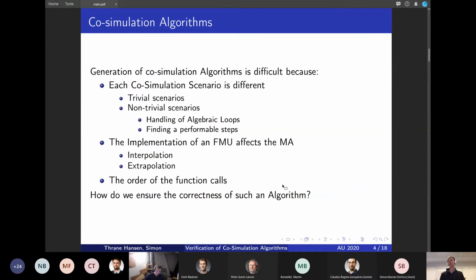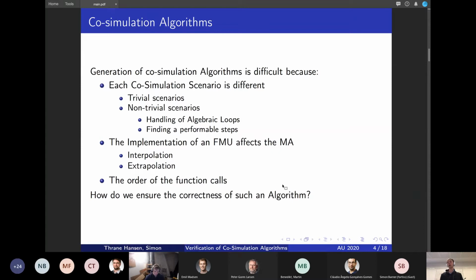So what makes co-simulation or master algorithms difficult? Basically, each co-simulation scenario is different. So there needs to be a unique configuration of the master algorithm for each unique co-simulation scenario. And when we're talking about scenarios, we basically divide them into two different types, the trivial scenarios and the non-trivial scenarios. I will show you some examples of these later.